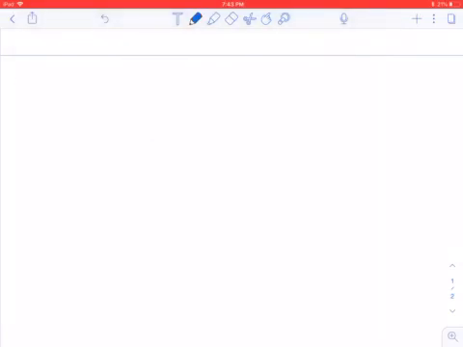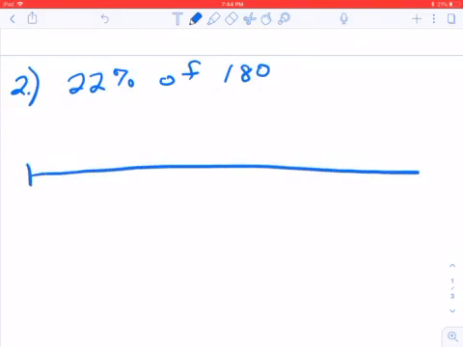Okay, here's the second one. Let's find 22% of 180. Okay, so let's make our double number line. So we're going to have 0% to 100% on the bottom. Again, the percents are going to go on the bottom.